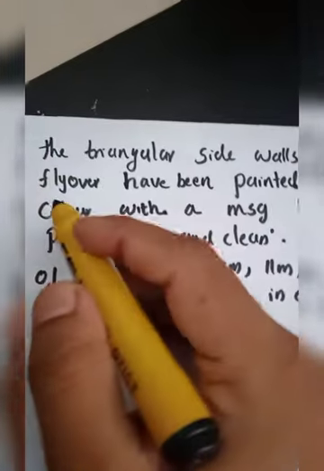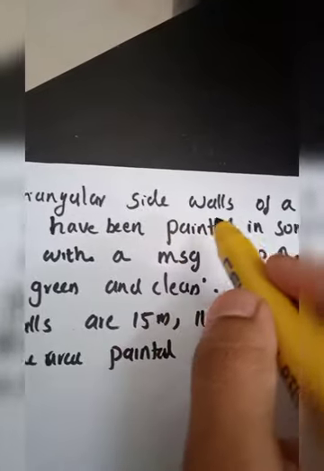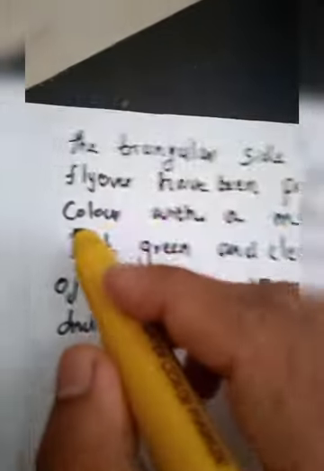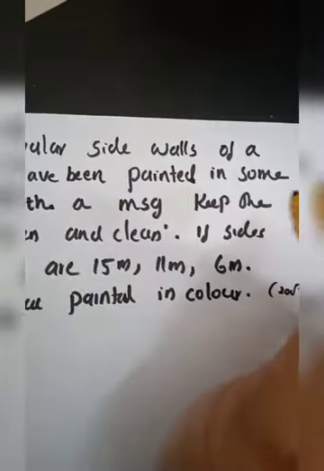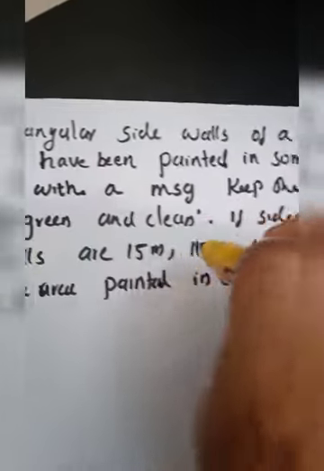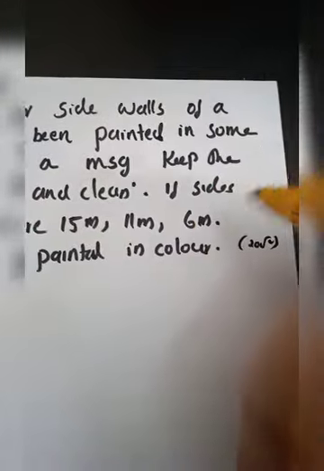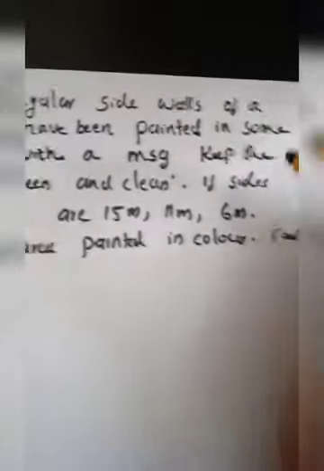So we are going to discuss the next question. The triangular side walls of a flyover have been painted in some color with a message: keep the park green and clean. If the sides of the walls are 15, 11, 6, then find the area painted in color. See, it's a very simple question.